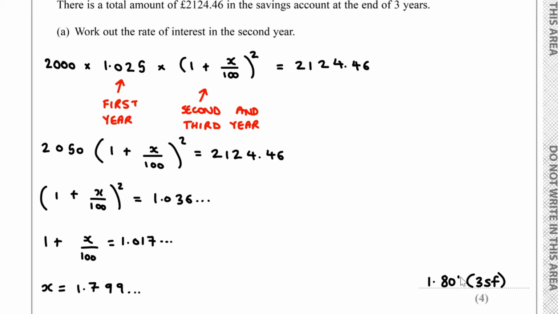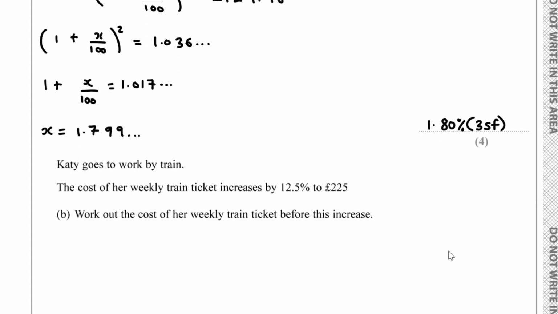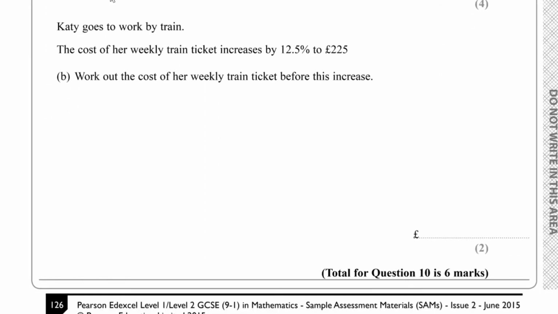So we have 1.80% to 3 significant figures. And now for part B, Katie goes to work by train. The cost of a weekly train ticket increases by 12% to £225. We have to work out the cost of a weekly train ticket before this increase.